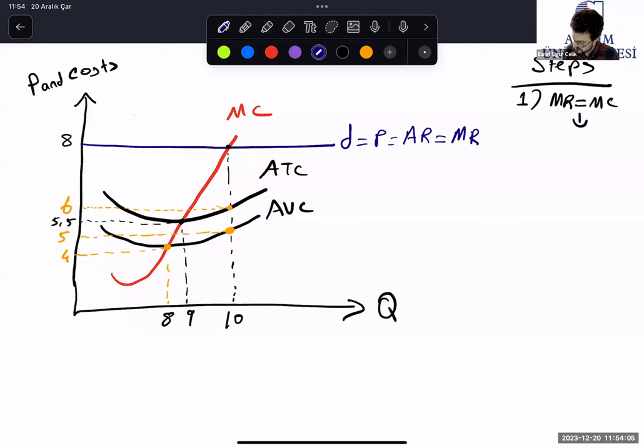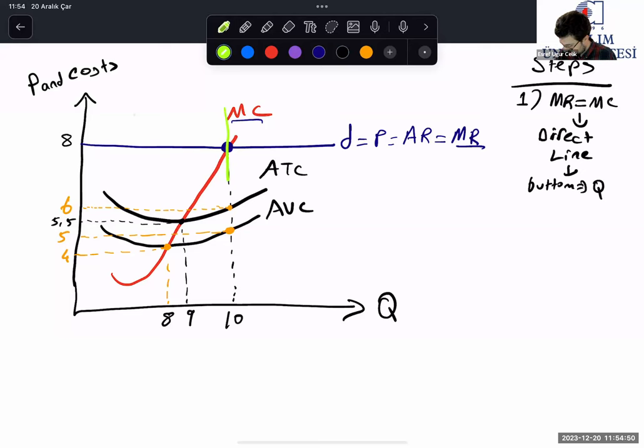Okay, let's find it. This is marginal revenue and marginal cost. The intersection point of marginal revenue and marginal cost is over there. We find that point. At that point, draw a direct line, and at the bottom of the direct line, show quantity. Let's draw it. Direct line. And the bottom part shows quantity. So 10 is quantity. Yeah, let's move.